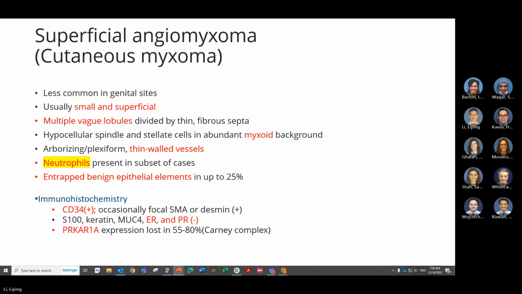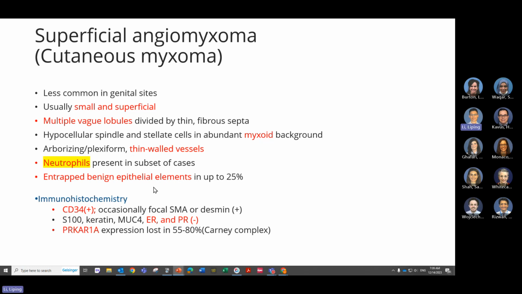Then this one we can see through myxoid background because we can see blue. And then the vessel is thin wall vessel. You will not see this hyalinized vessel wall. And then I highlight here, I think for the exam's purpose, we always want to confirm this diagnosis, finding our friend neutrophil. And then this lesion also entrapped some benign epithelial elements.